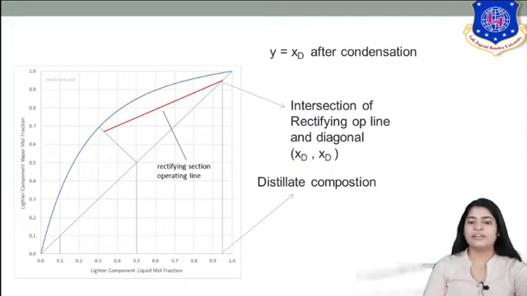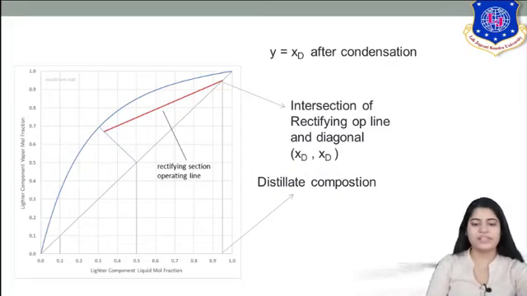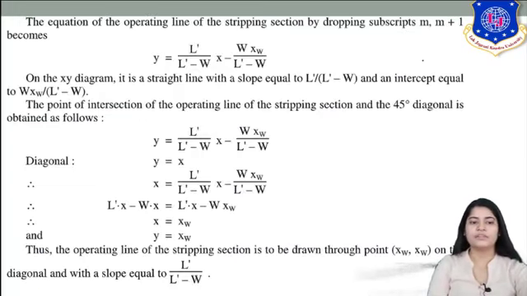Okay, again here you don't have to get confused that Y equal to XD. How? Because vapors after condensation, though it get converted into liquid, still the composition will be same, hence Y equal to XD. So hence you get your point as intersection point as XD, XD. Similarly for stripping section, what you have to do in the operating line of a stripping section, put Y equal to X. So what do you get your intersection point? It is XW, XW. So you can see the operating line of stripping section is to be drawn through point XW, XW on diagonal with slope equal to L bar upon L bar minus W.